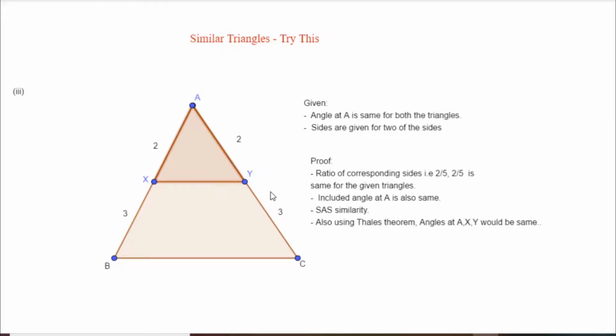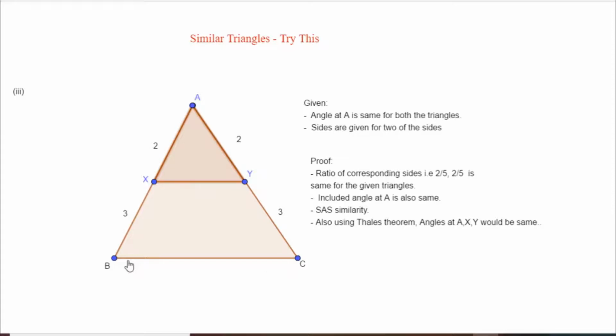It means that as per Thales theorem or basic proportionality theorem, when a line divides two of the sides in a triangle in equal ratio, that means both sides in equal ratio, this side 2 is to 3 and this side 2 is to 3, then the line must be parallel to the third side of the triangle, which is BC. So XY must be parallel to BC as per Thales theorem or basic proportionality theorem.